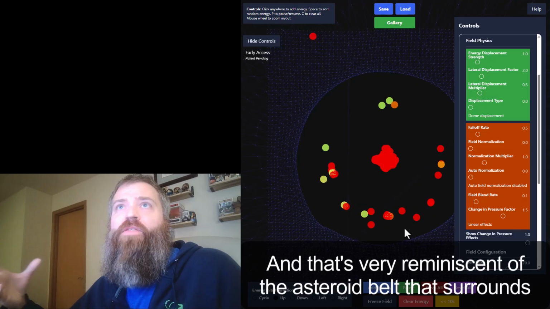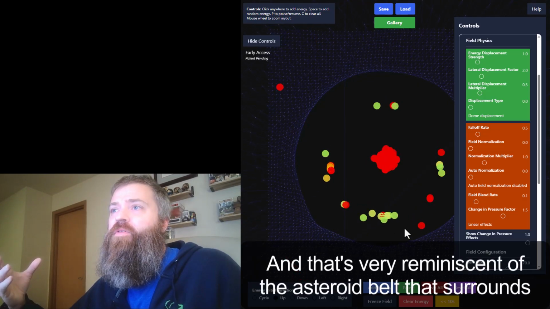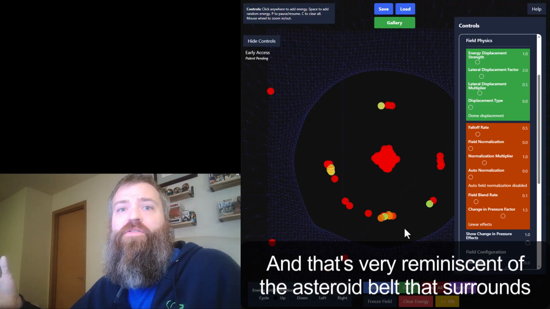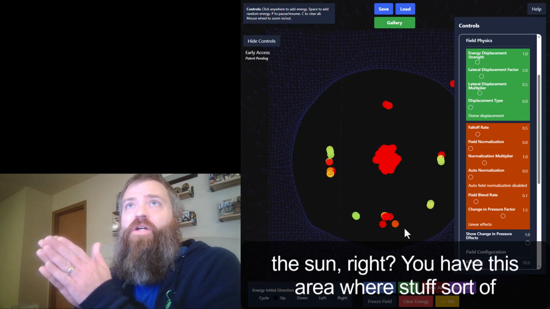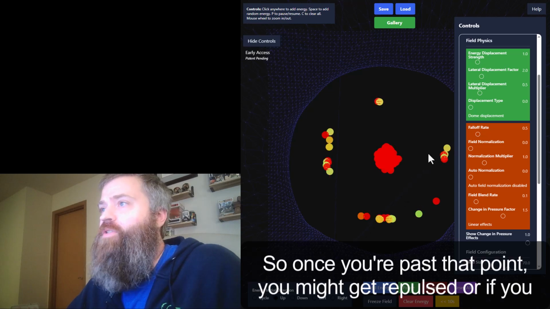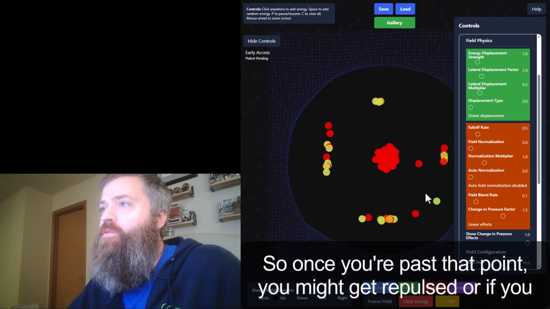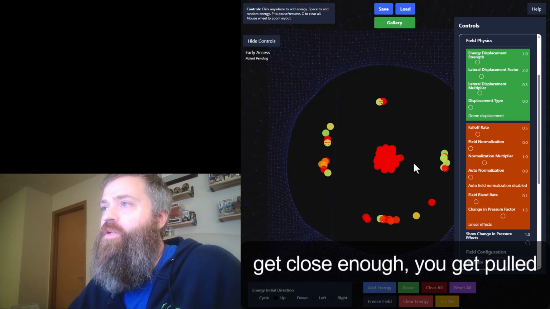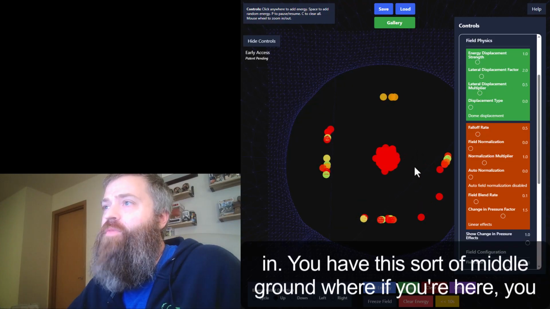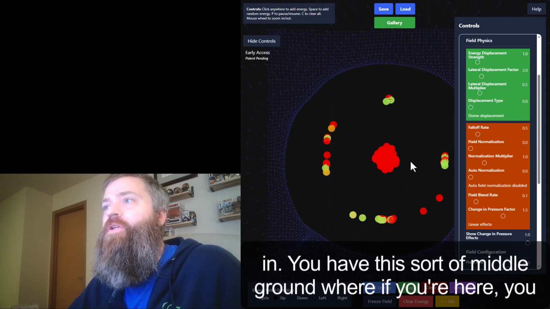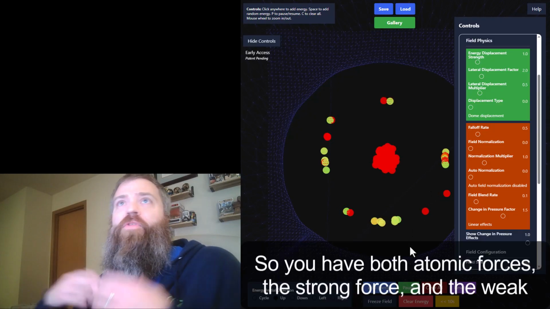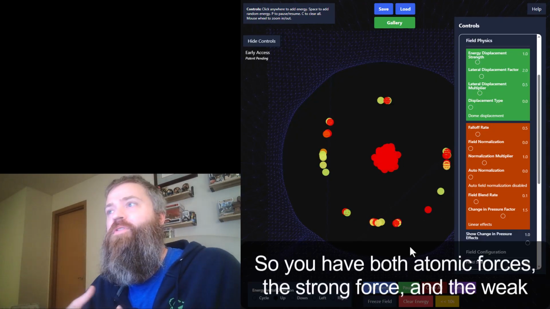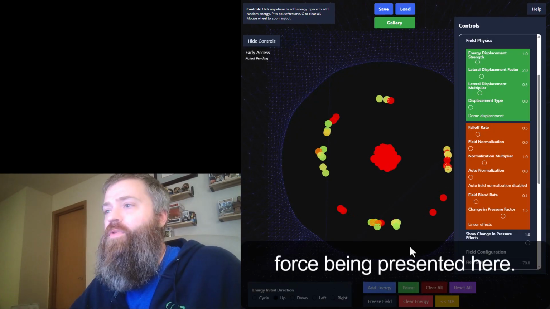And that's very reminiscent of the asteroid belt that surrounds the sun. You have this area where stuff congregates. Once you're past that point, you might get repulsed, or if you get close enough, you get pulled in. So you have this middle ground where if you're here, you get pulled in, and if you get here, you get pushed back. So you have both atomic forces, the strong force and the weak force, being presented here.